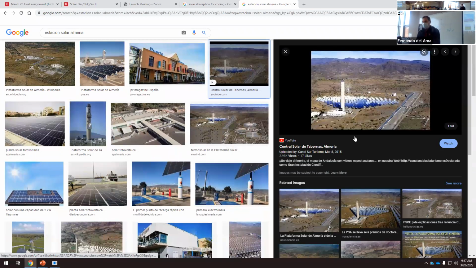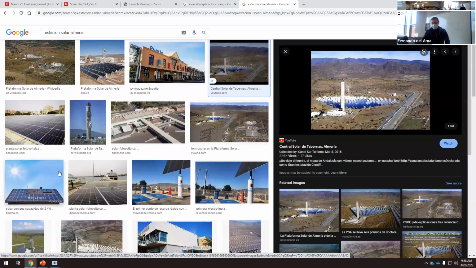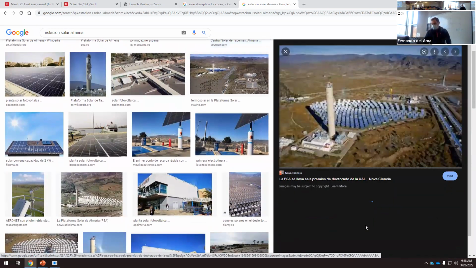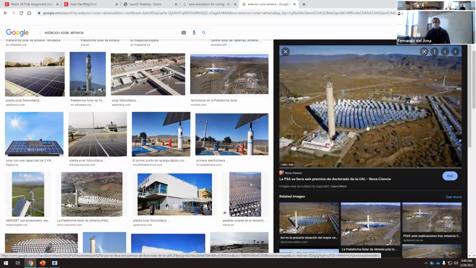Okay. We have thousands of mirrors like this. Then we have a tower. Usually the reflection of all these mirrors is pointing at the top of the tower. Here we generate a lot of energy, and then we evaporate water. We create water steam. So at large scale, we can have all these elements to produce electricity. We don't have this at home.